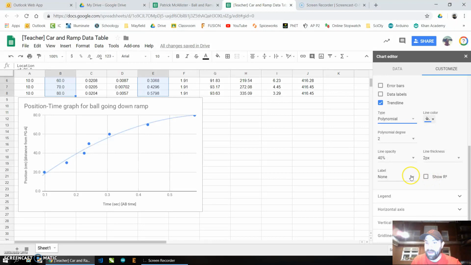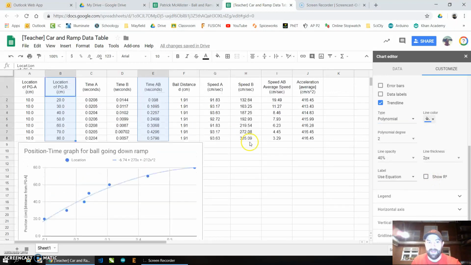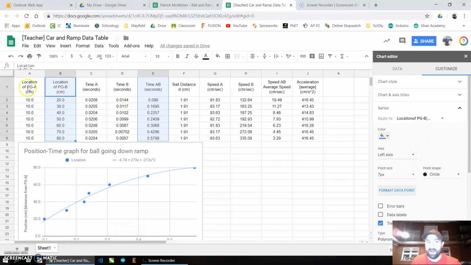But that's it, and I want to make the label use the equation. I always like to have that there for me so that I can see what's going on. So that was how to make the position time graph, and it's from location and time AB.